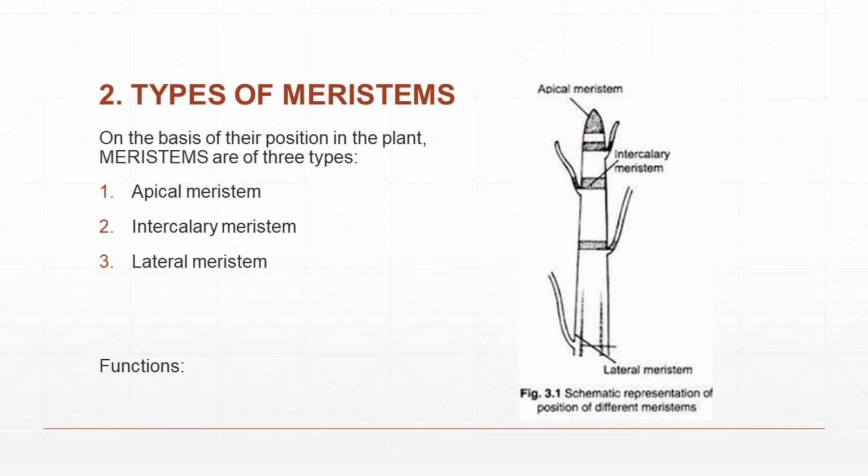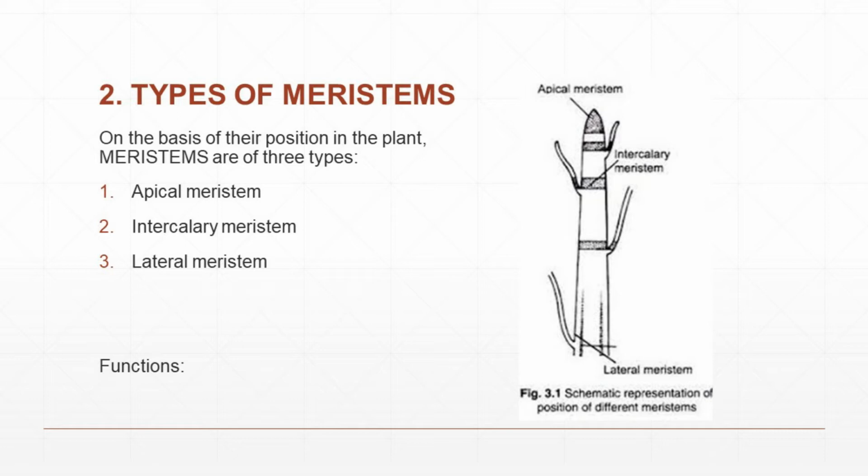First, apical meristem. These are found at the apexes or growing points of root and shoot and bring about increase in length. Intercalary meristem lies between the regions of permanent tissues. It is found either at the base of leaf or at the base of internode. Third one is lateral meristem. These are arranged parallel and cause the thickness of the plant body.